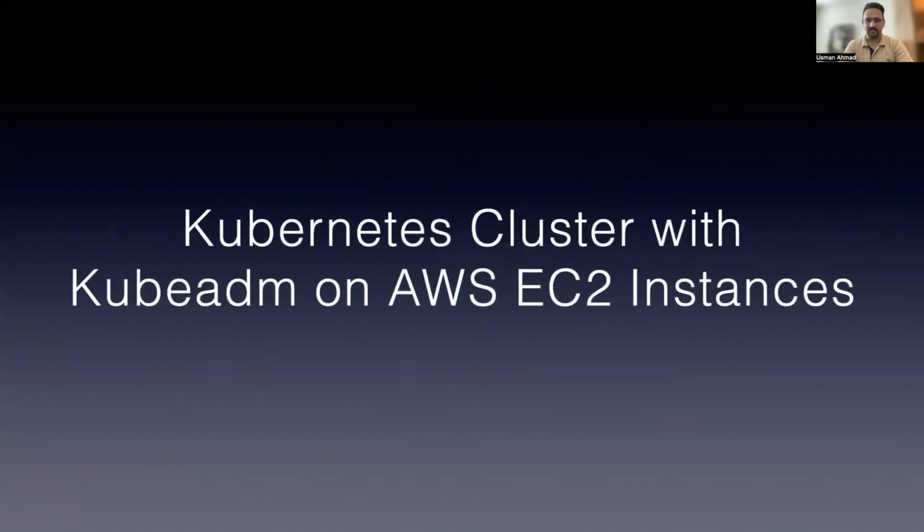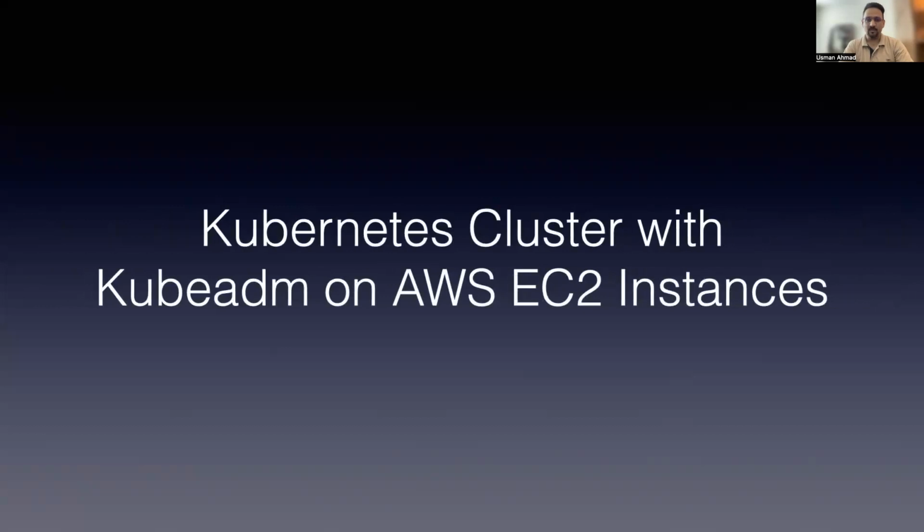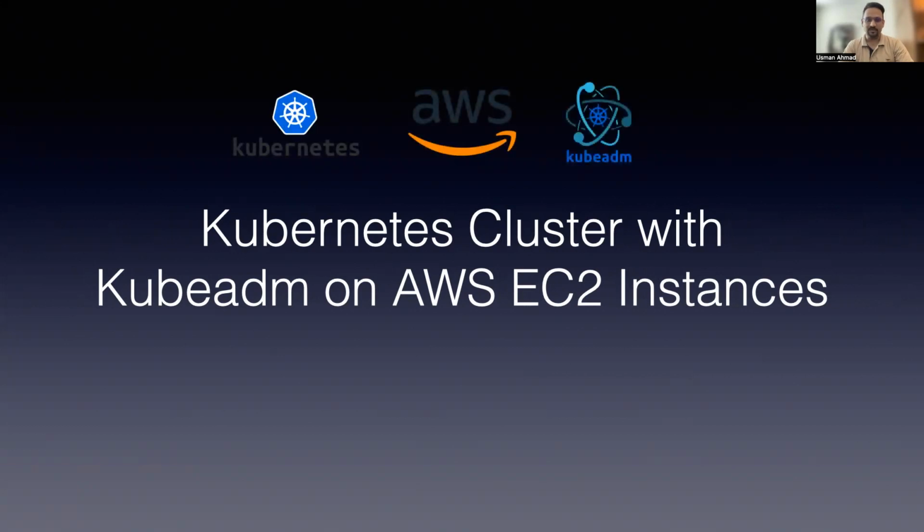Today we will discuss and create the Kubernetes cluster with Kubeadm on AWS EC2 instances. For this purpose, we will use the AWS account, EC2 instances, and Kubeadm and kubectl. And once the cluster is ready, we will deploy the Nginx pod and deployments on this cluster. So let's jump to the AWS console and create the AWS EC2 instances.